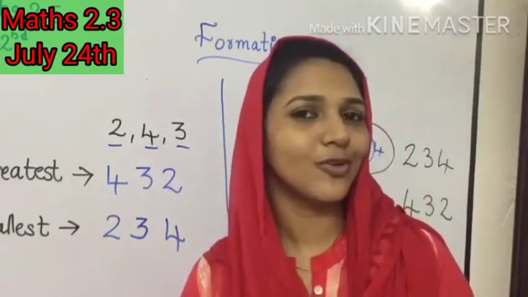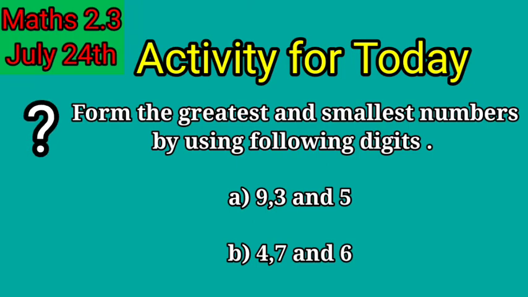So that's all for today. Now here is the activity for today. I have given you 2 sets of numbers here. A, 9, 3 and 5. B, 4, 7 and 6. You have to form the greatest numbers and the smallest numbers by using these digits.